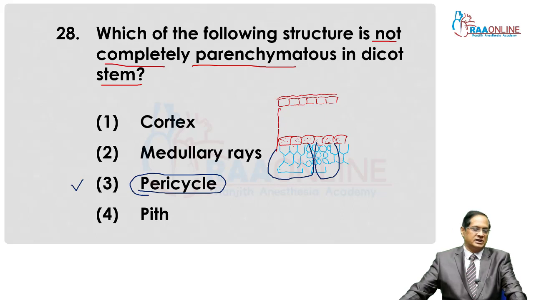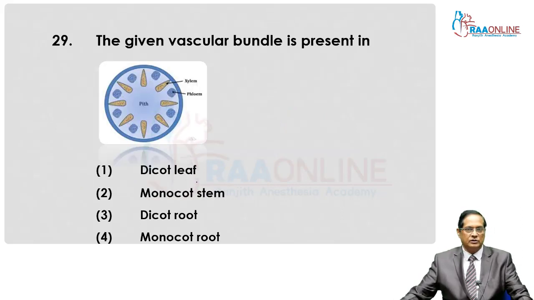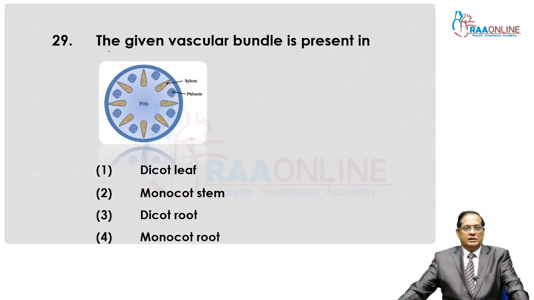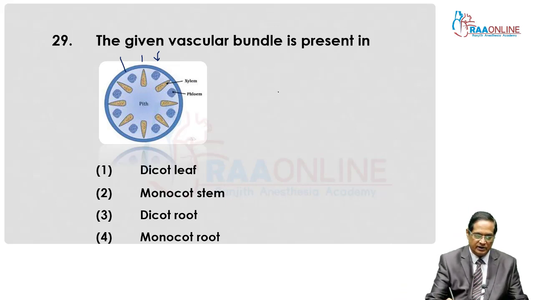It is a part of stele. Stele is the central vascular cylinder. And this is the structure of the vascular region. See, xylem and phloem are alternately arranged. That is, first of all, these are the radial vascular bundles.